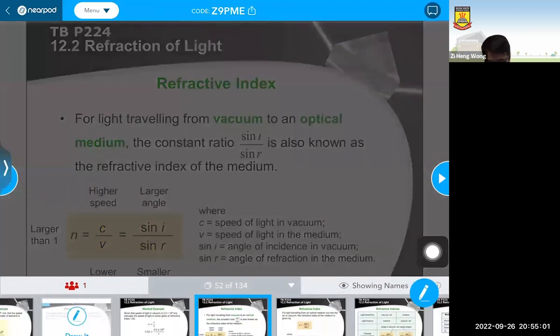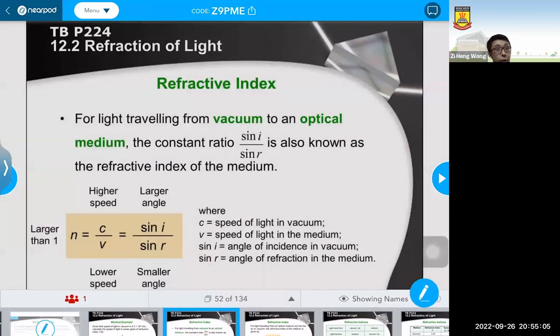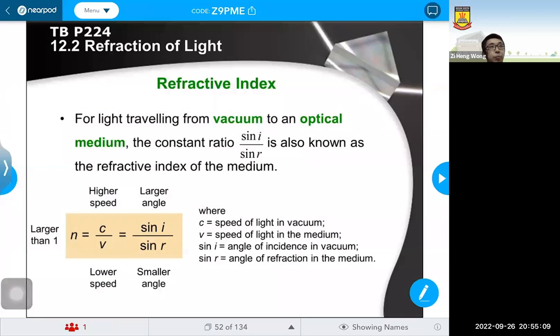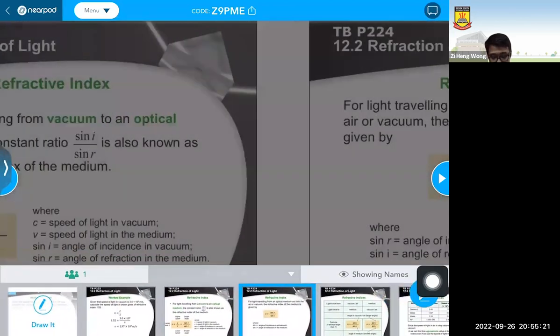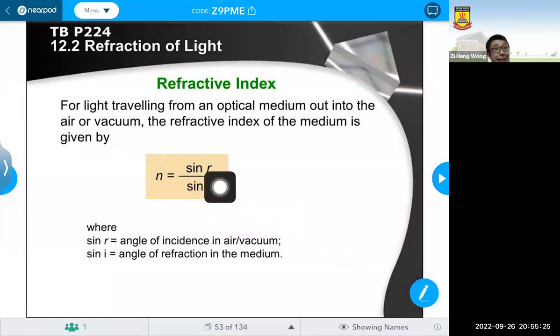But if you are traveling from an optically denser medium to an optically less dense medium, you speed up, and when you speed up, you move away from the normal. So the angle of refraction is bigger. Now we will flip around the equation. When you are traveling from denser to less dense, we will use sine r over sine i.